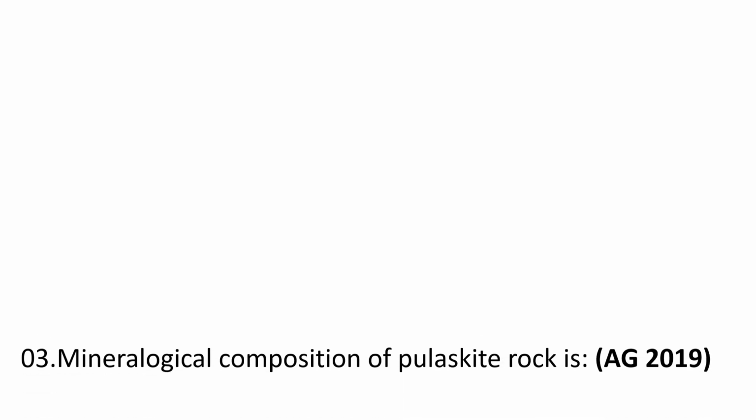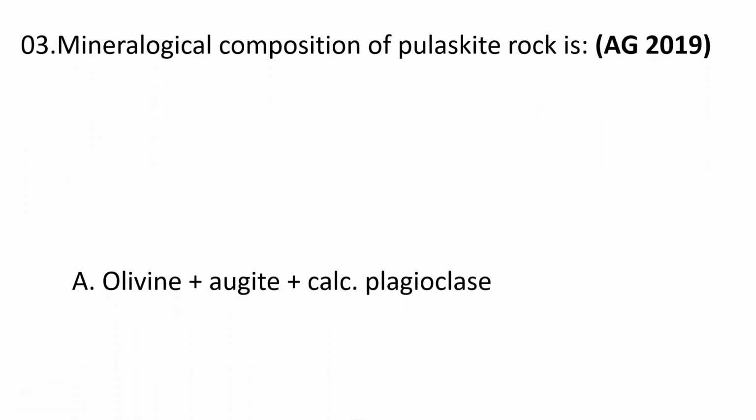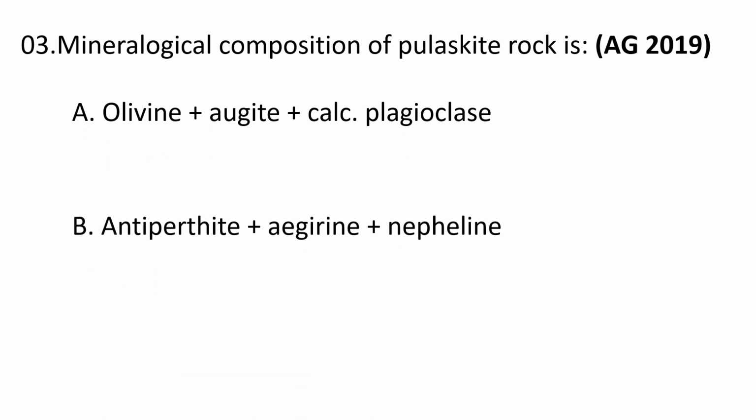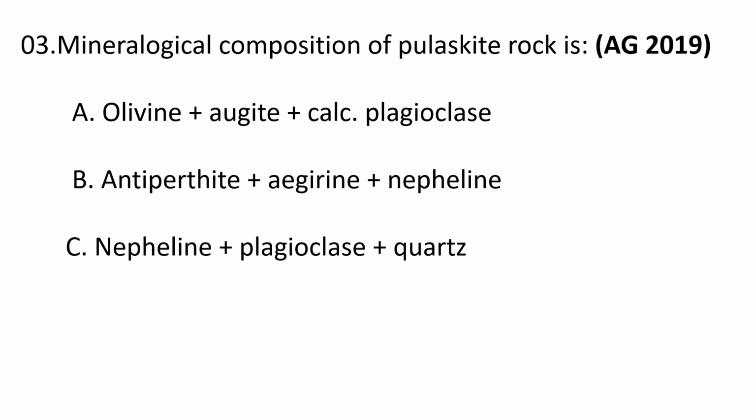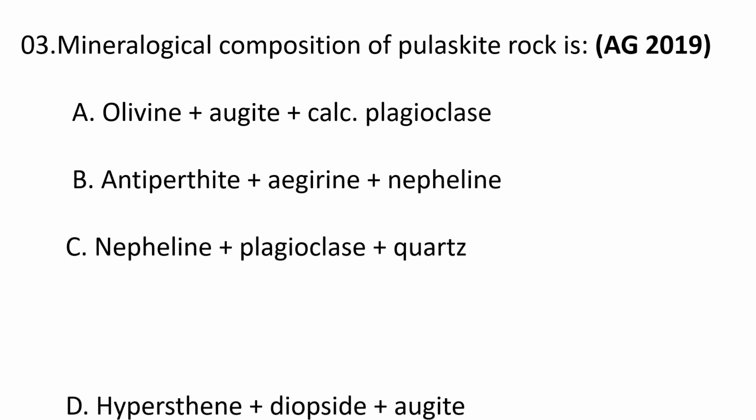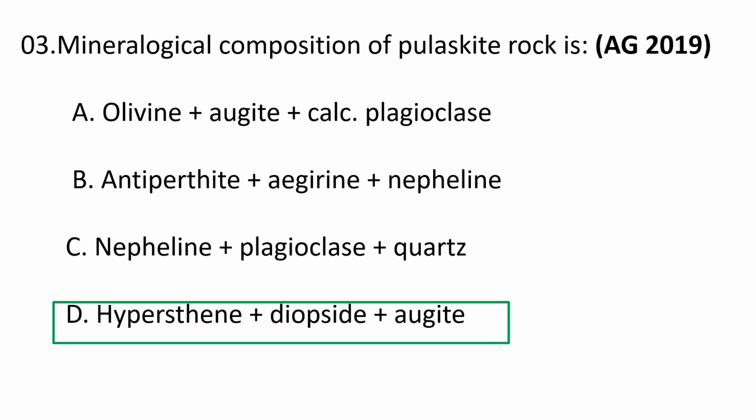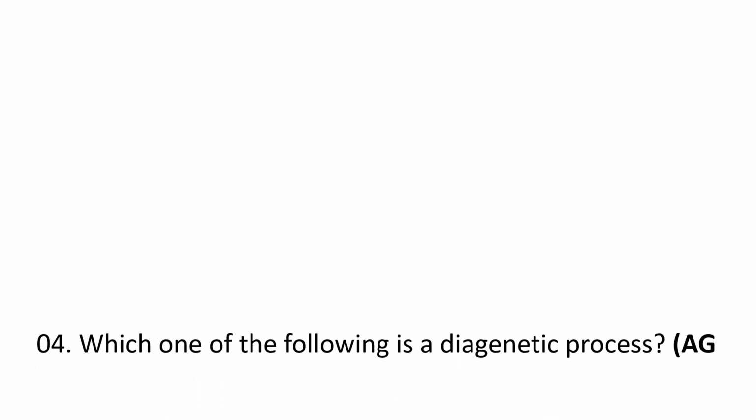Coming to the third question. Mineralogical composition of pulaskite rock is. Choices are A. Olivine, augite and calcic plagioclase, B. Antiperthite, aegirine and nepheline, C. Nepheline, plagioclase and quartz, D. Hypersthene, diopside and agate. The correct answer is B. Antiperthite, aegirine and nepheline.